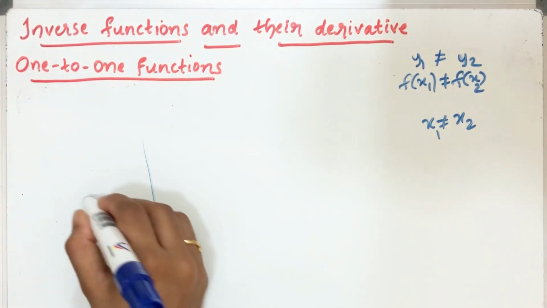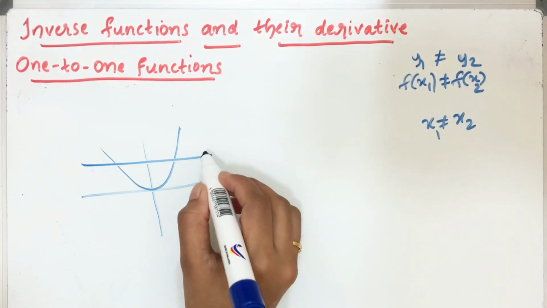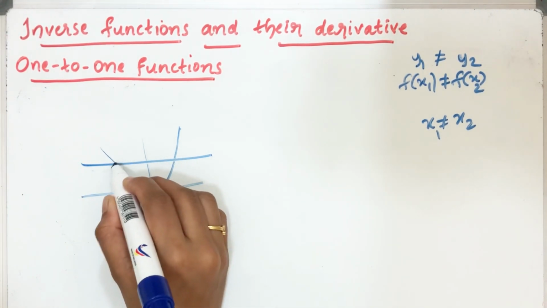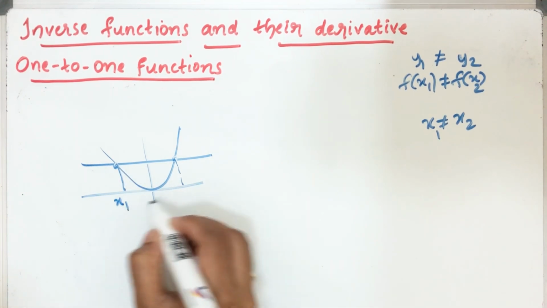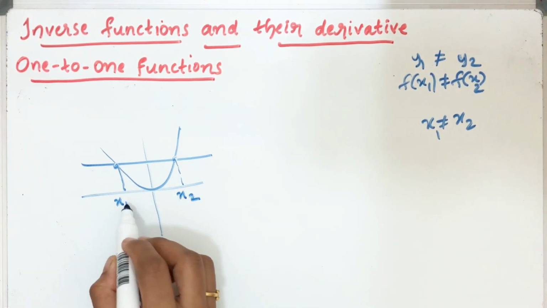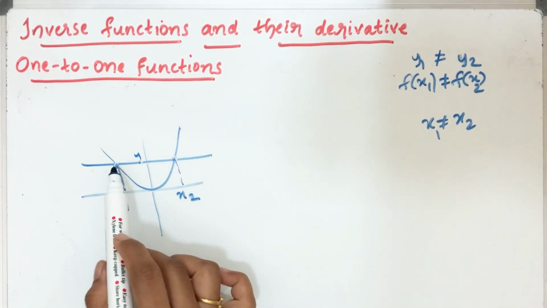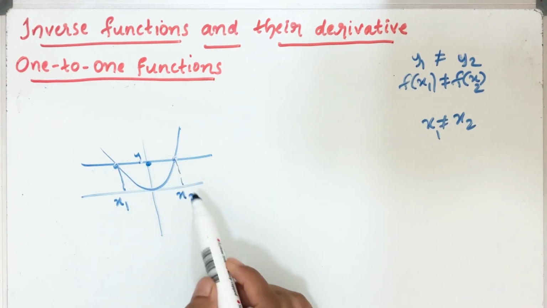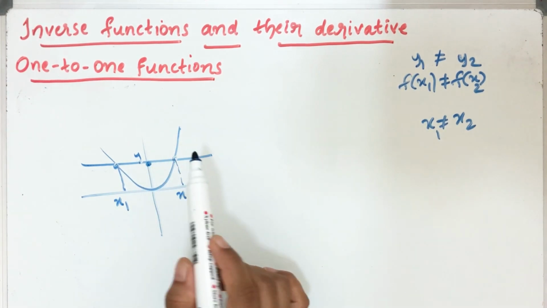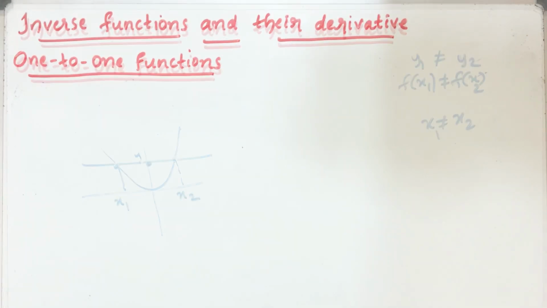For example, we can see this function. Here, consider this horizontal line. It meets the graph at 2 points. Here, take this point x1 and this one x2. x1 and x2 have the same image y, we can say. f of x1 is equal to this value and f of x2 is equal to this value. We can see more examples.